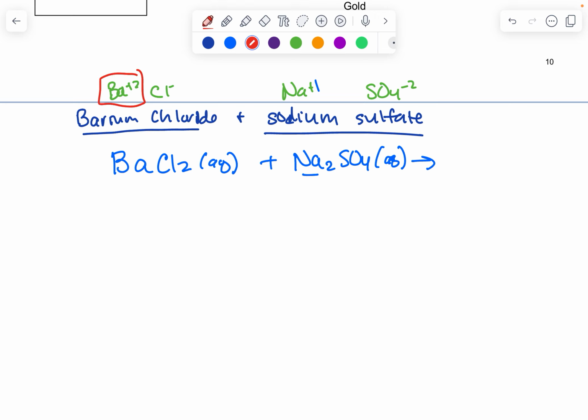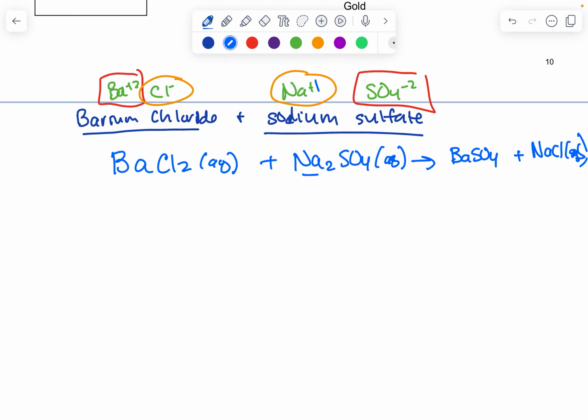So barium is positive. It's a cation, so it has to go with an anion, which is negative. So it is going to create BaSO4. Now remember, they're both 2 charges, so they cancel out. And then we have to figure out our second compound, which is going to be the sodium forming with the chlorine, and that's going to create sodium chloride. We know this one's automatically aqueous because it has a group 1 metal.